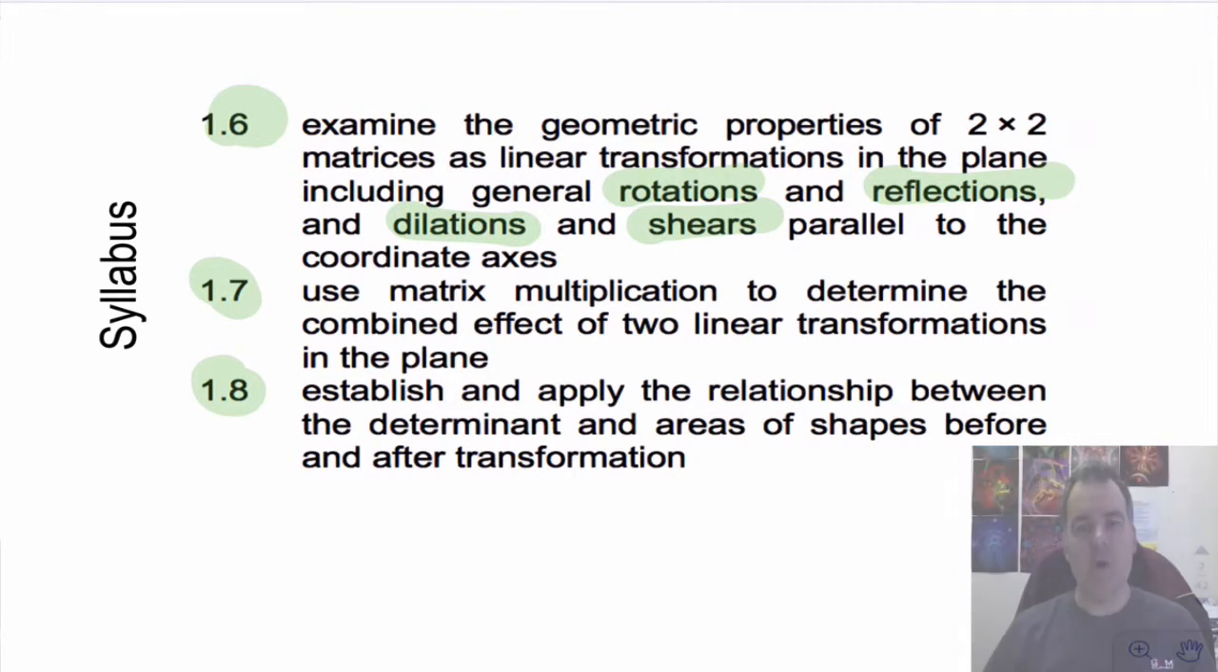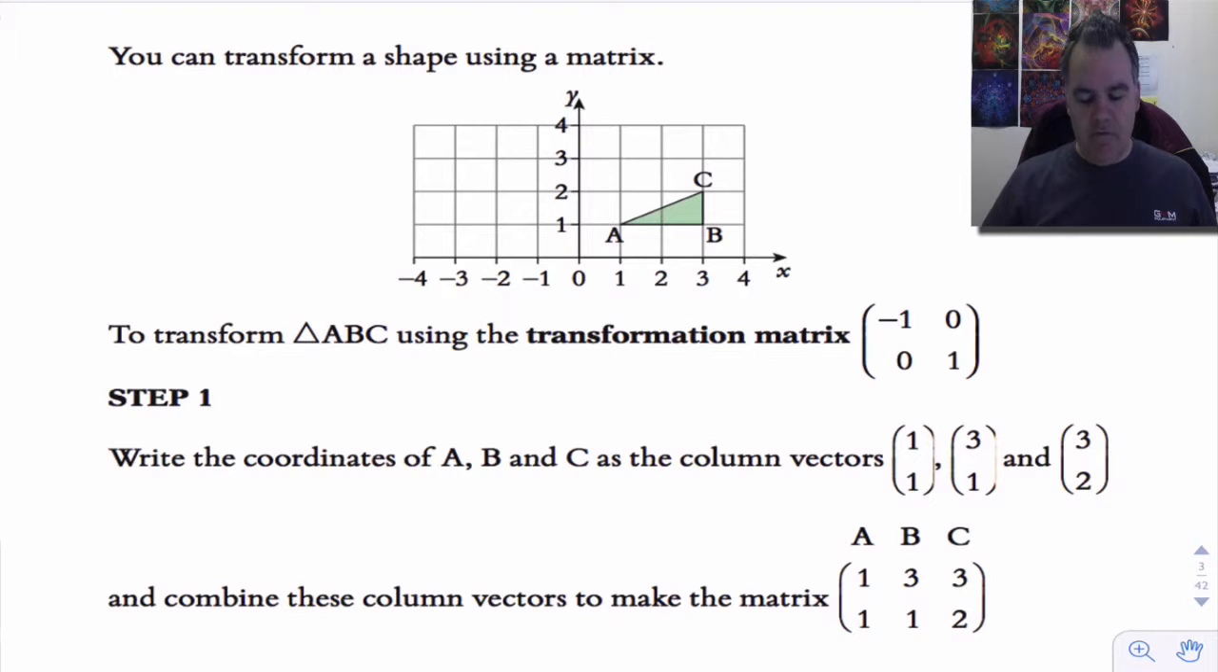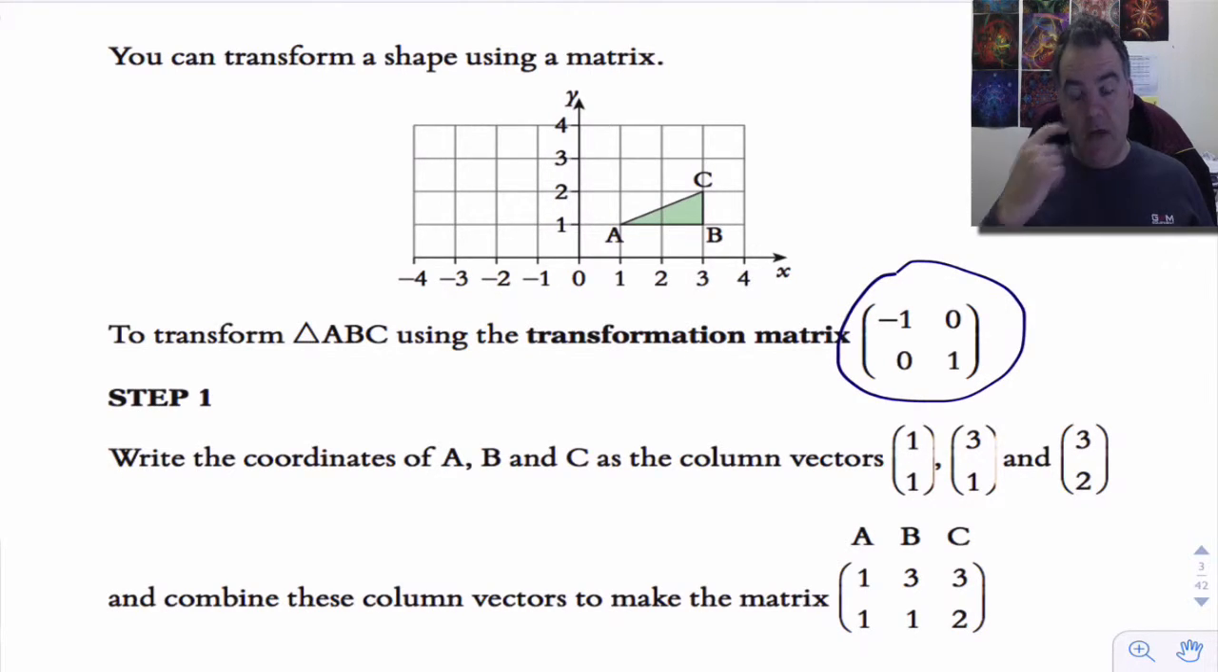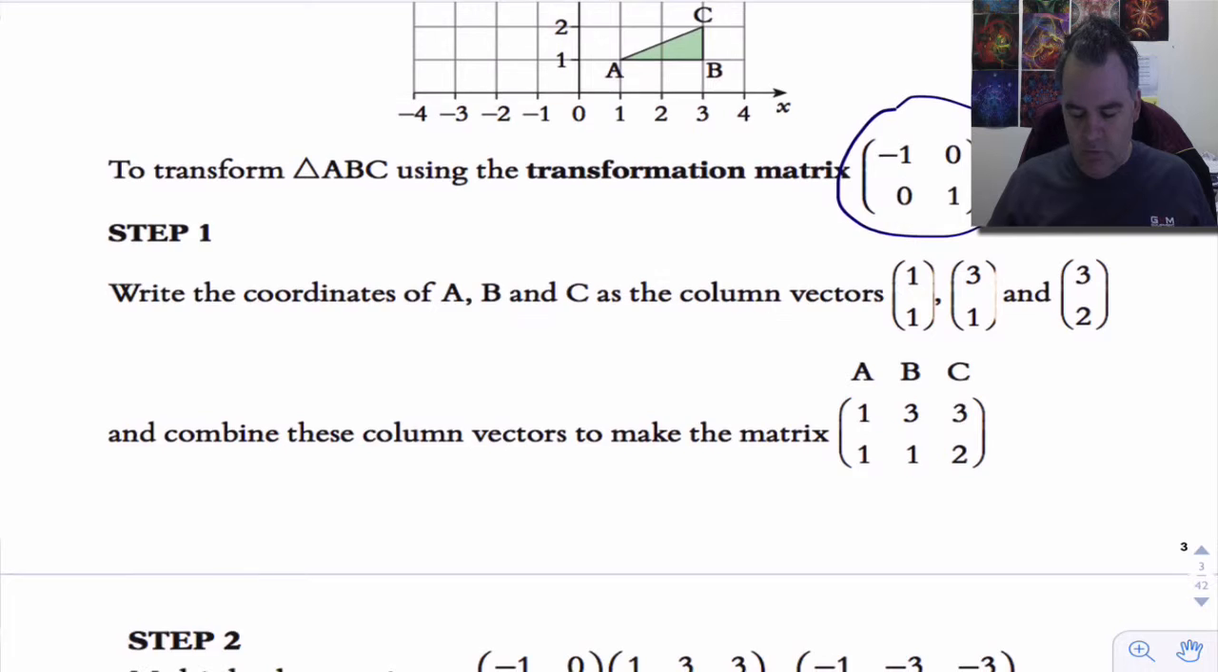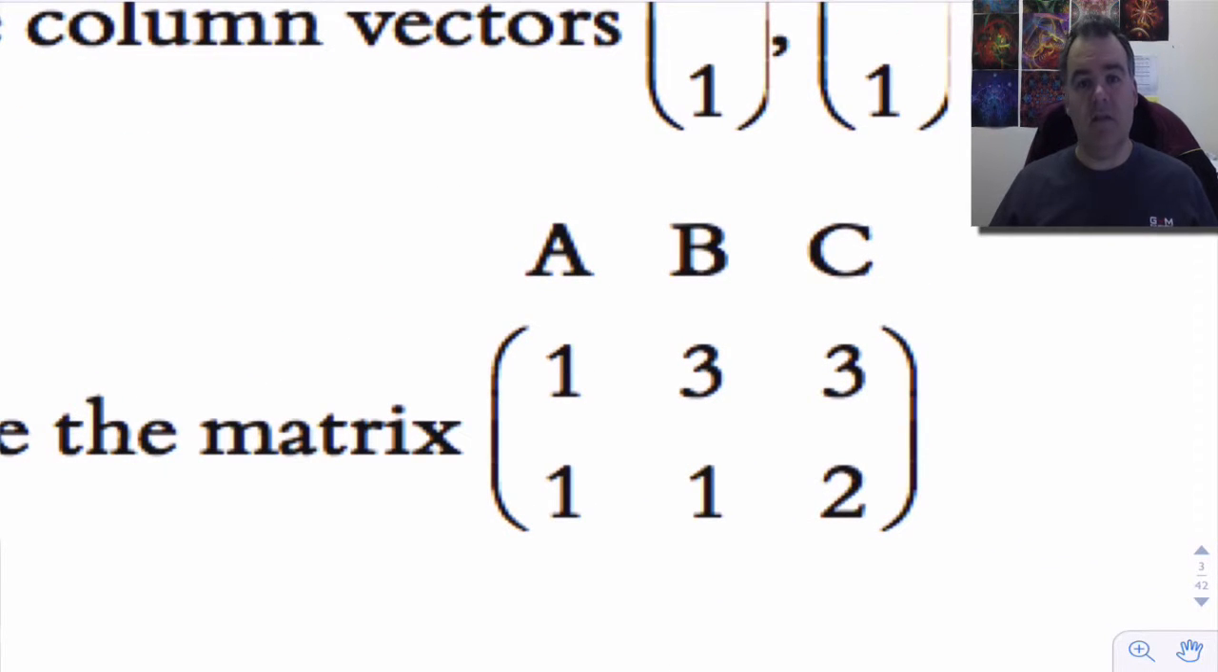And establish and apply the relationship between the determinant and areas of shapes before and after transformation. Okay, so let's go through the basic idea of how we can take a shape and transform it with a matrix. So in this example here, we're going to transform this triangle using the transformation matrix [-1, 0; 0, 1]. So the way that we do that is that we write the vertices of the triangle in a matrix. So the vertices A is 1, 1, B is 3, 1, C is 3, 2. So we write them in a matrix that looks like this.